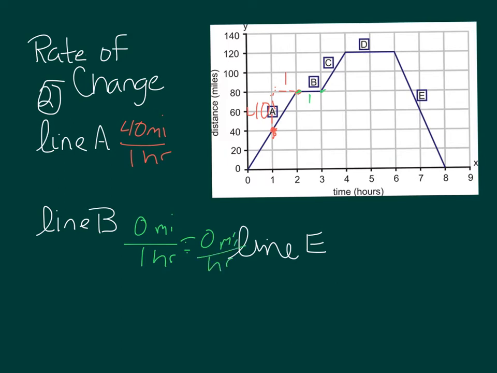Lastly, line E. We're looking here. I'm going to do a different color here. Line E, I'm looking for a good point here. Well, this looks like a point we can use. And a point right here we can use.